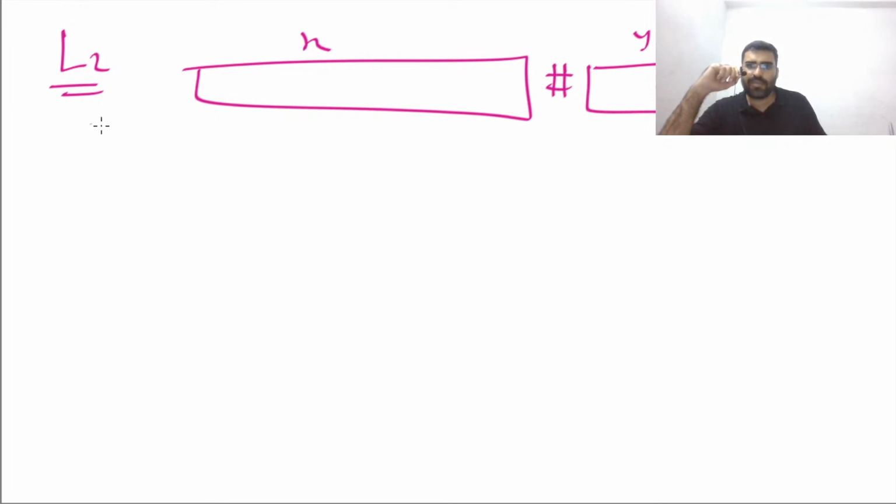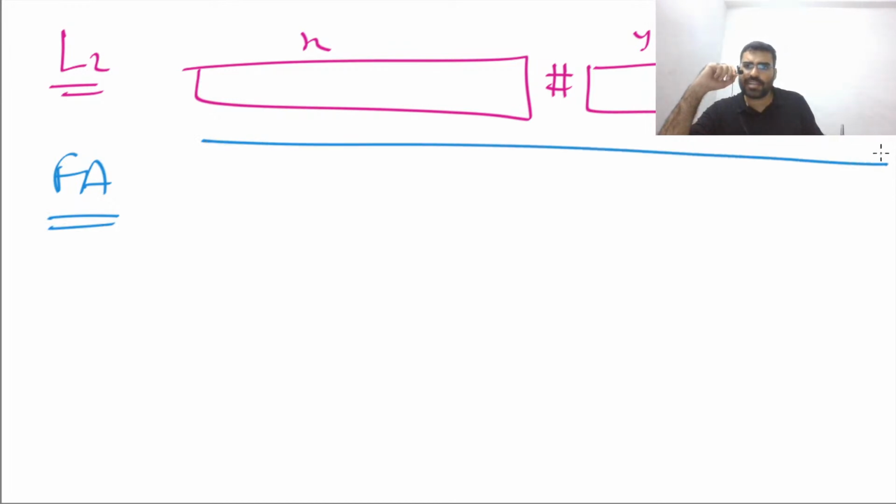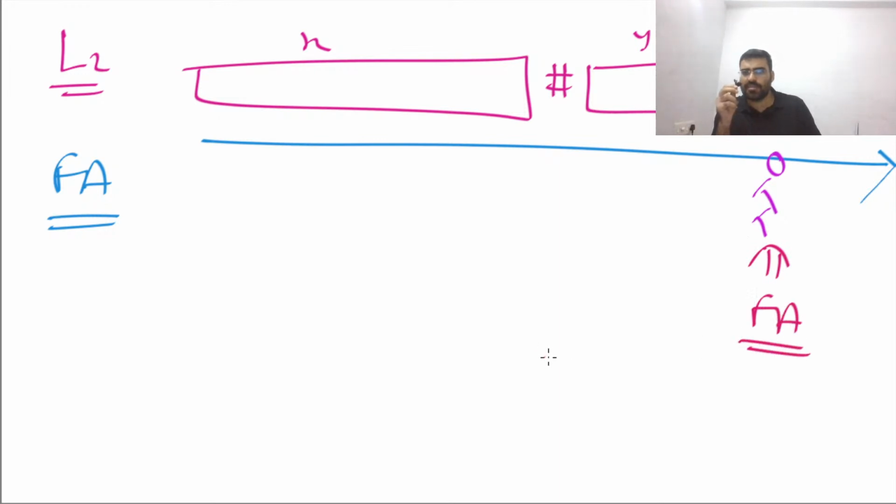Okay, see, very simple. A finite automata goes from left to right, like this. Let's assume the finite automata is here. Now it wants to do the addition, yes or no? X is there, Y is there. Now your finite automata has to do addition.